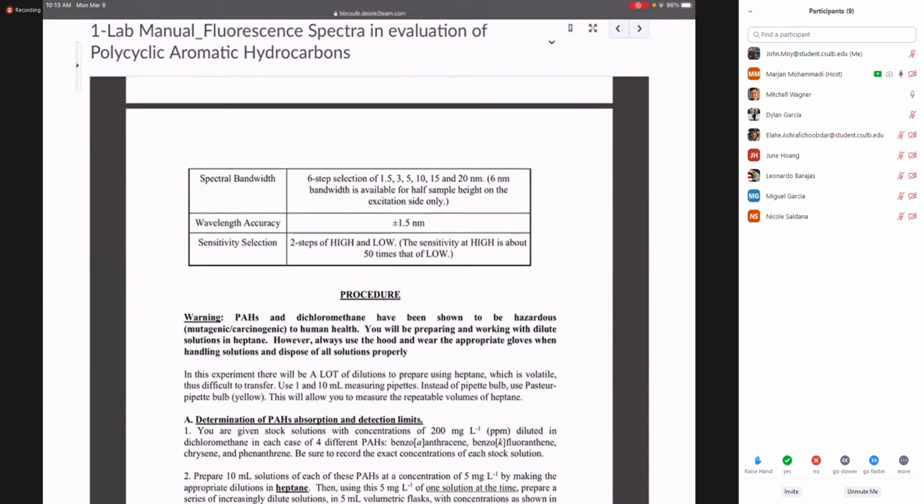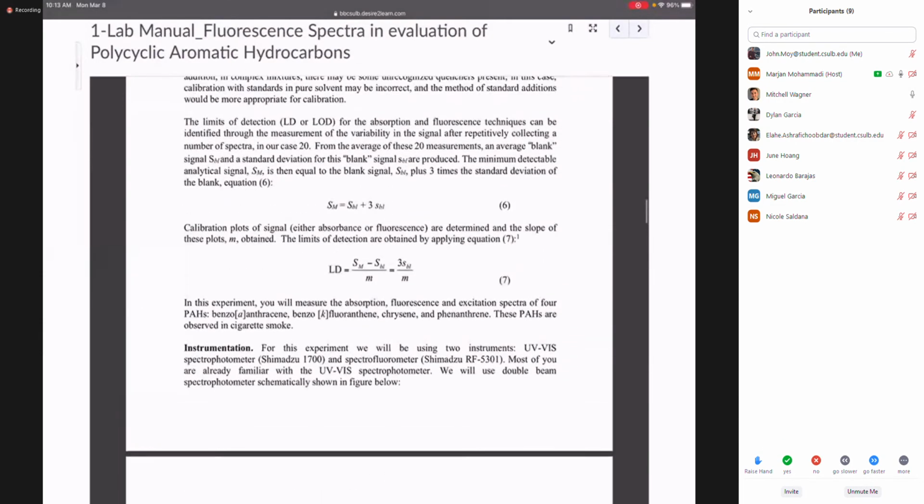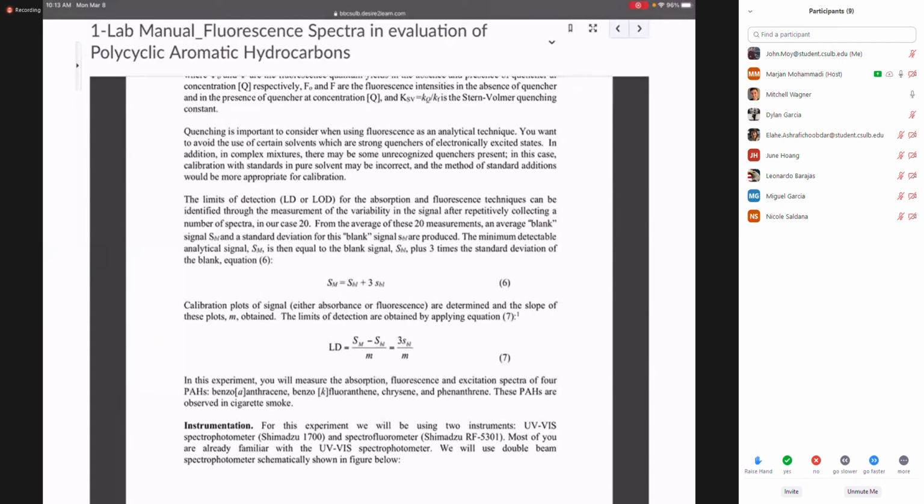Oh, let's not forget. Right here, guys. For this experiment, you need to give me the limit of detection, LD and LOD. You have the formula here. If you don't, again, you can find it in the textbook of 251, or you can search it. But for finding the limit of detection, you need to run the blank 20 times. As you can see, it says right here, right above equation 6.